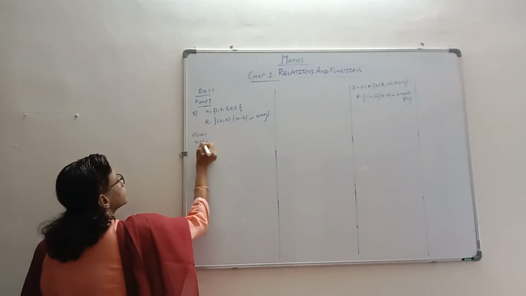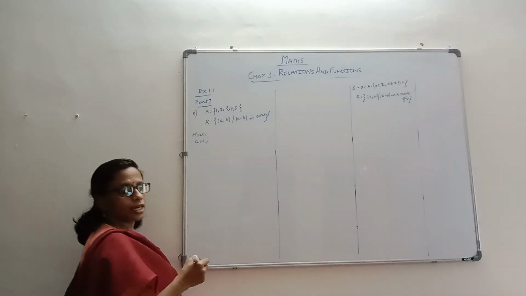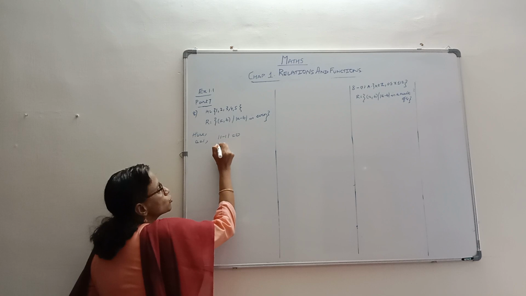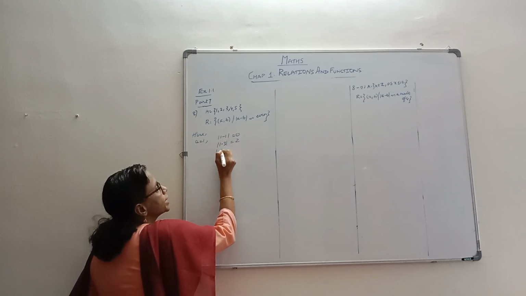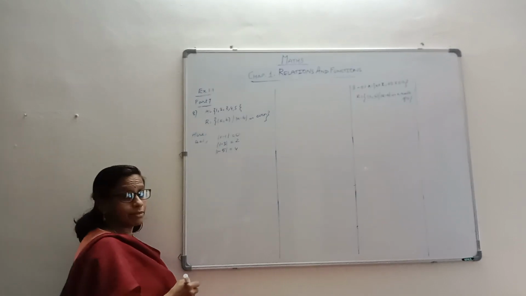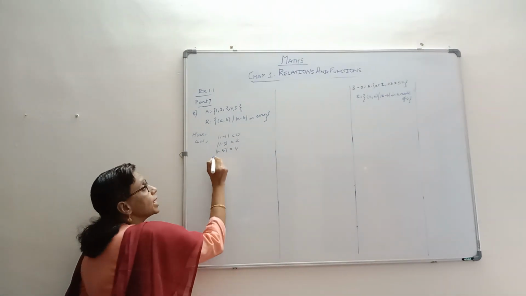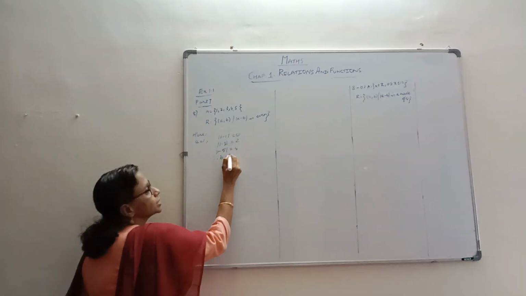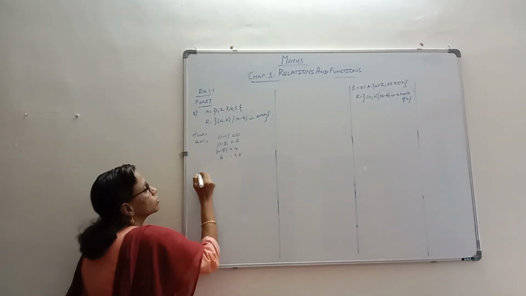Let A be 1. When A is 1, 1 minus 1 is 0, 1 minus 2 is 1, will not do, 1 minus 3 is 2, will do, 1 minus 4 is 3, that will not do, 1 minus 5 is 4, will do. These three elements can belong to the relation. Why? Because we should have this even, then only it will belong to the relation. So 1, 3, 5 can belong to the relation.